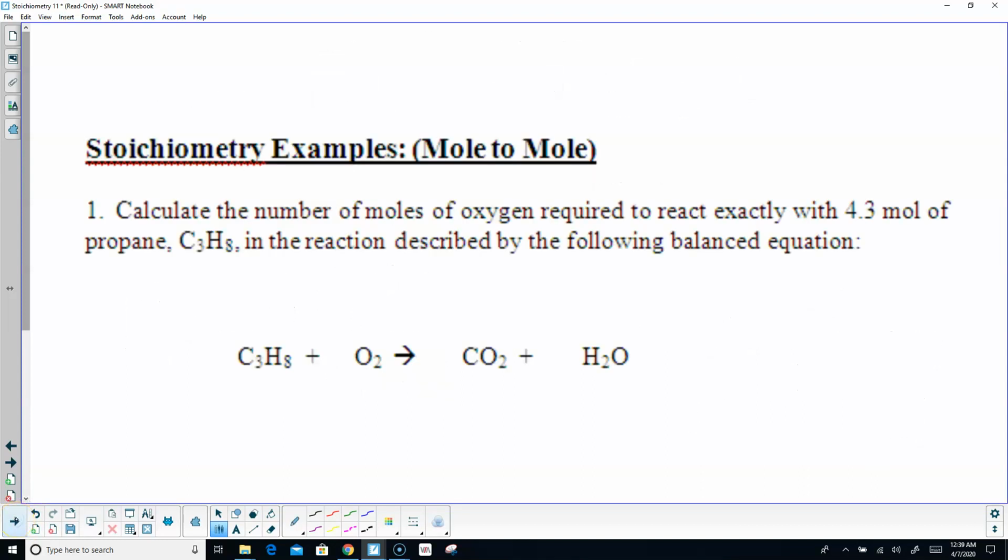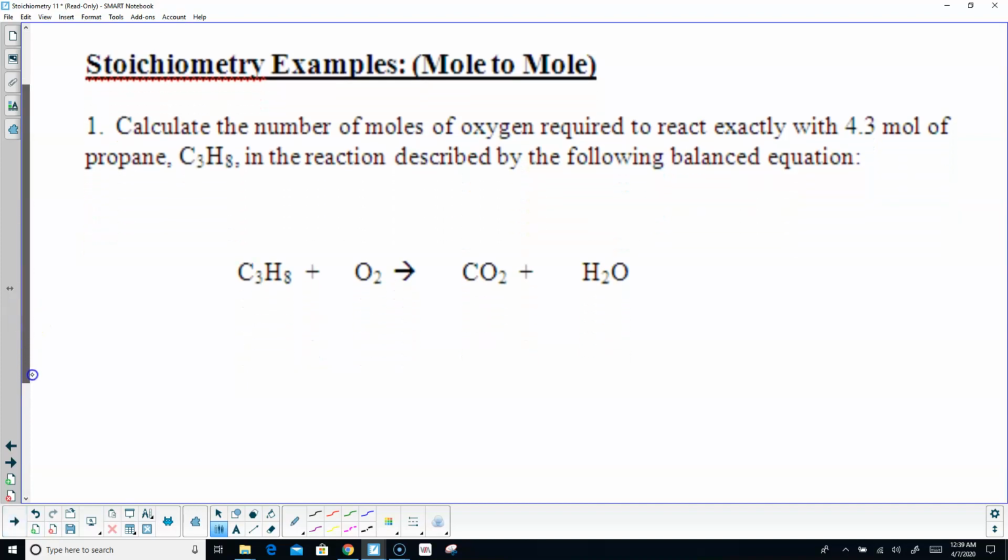Let's do one more, another mole-to-mole one, and then I'm going to give you guys some practice ones and give you an opportunity to do a few of these. Okay? Not bad. Let's see here. It says we want to calculate the number of moles of oxygen required to react with exactly 4.3 moles of propane. There it gives you the formula. And here's the following equation. This equation is not balanced.